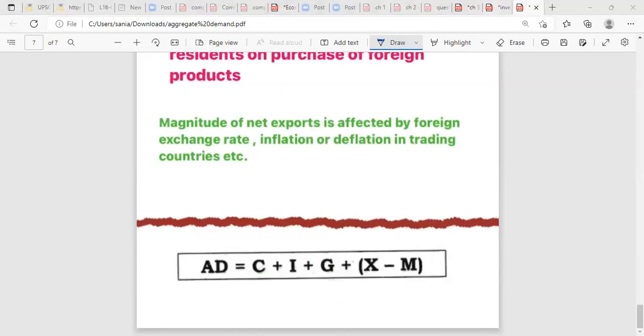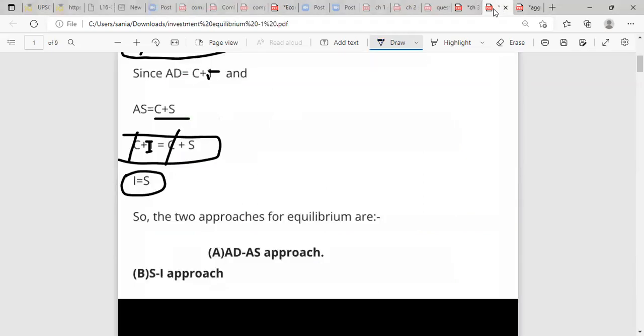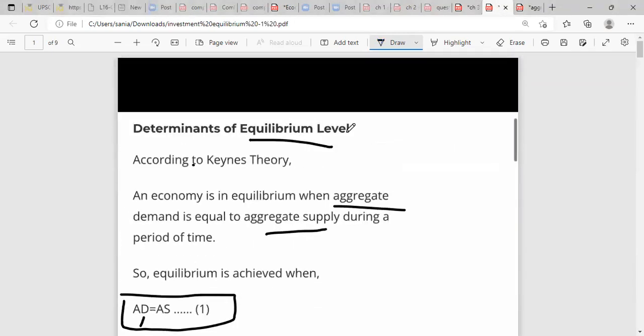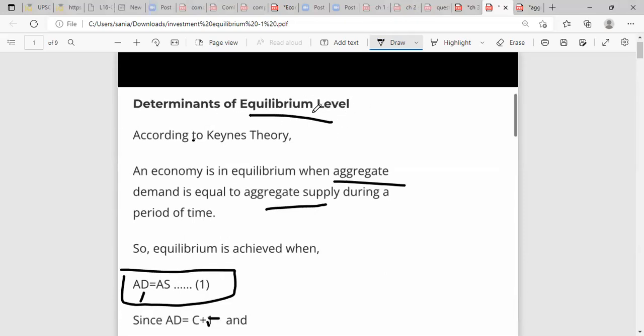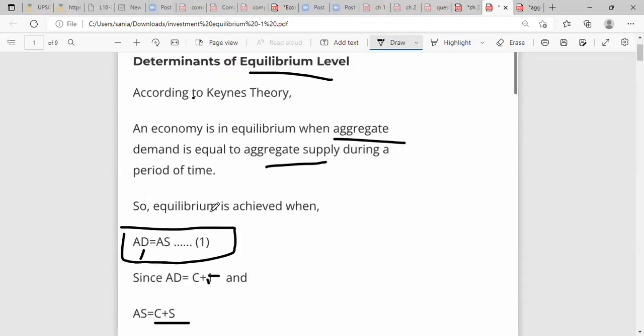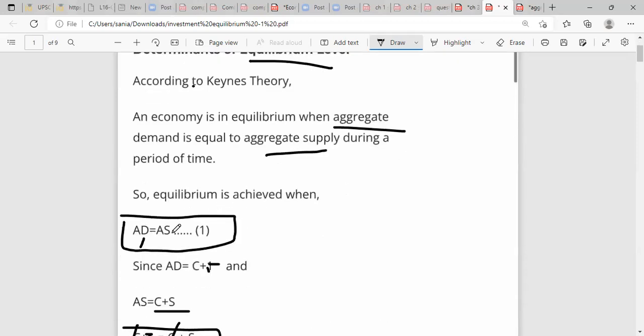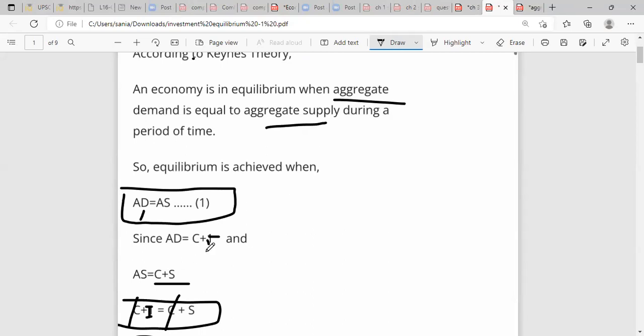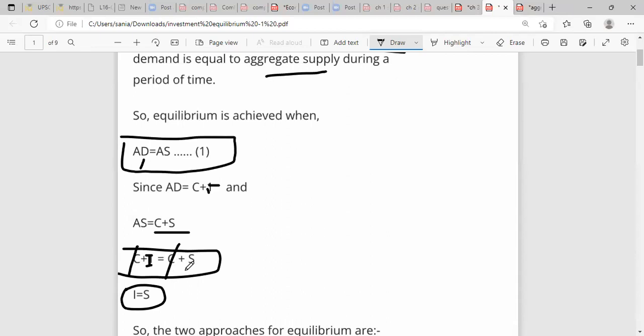Wait a minute. So first of all, what you will write: determinants of equilibrium level. Just be very quick, let's wrap up. Then write, according to Keynes's theory, an economy is in equilibrium when aggregate demand equals aggregate supply during a period of time. So equilibrium means AD equals AS, and then AD equals C plus I, and AS equals C plus S. That means C plus I equals C plus S. When you cut C and C, you get I and S. So investment equals savings. Clear?